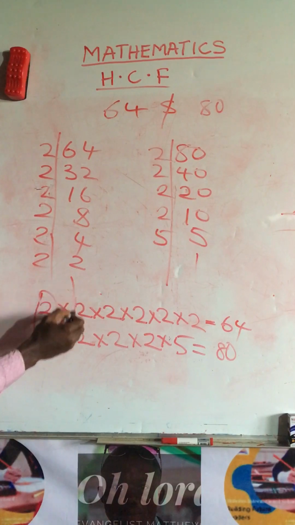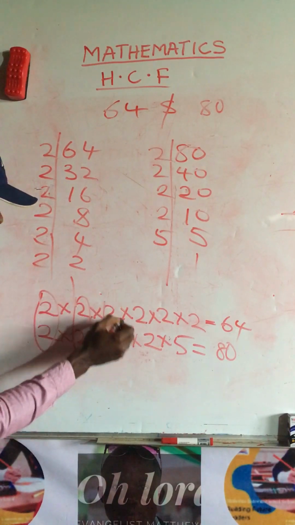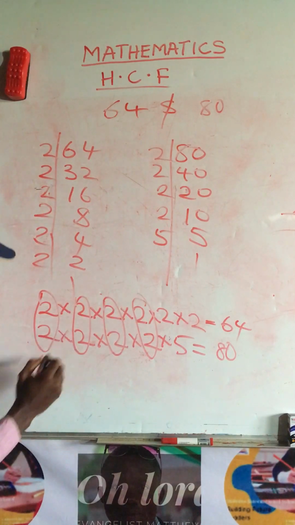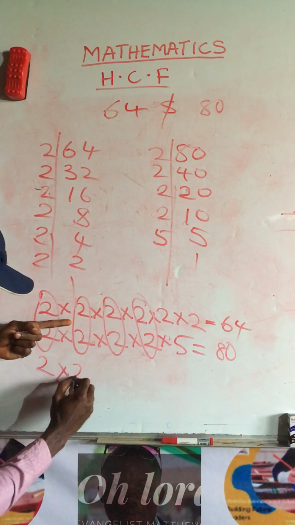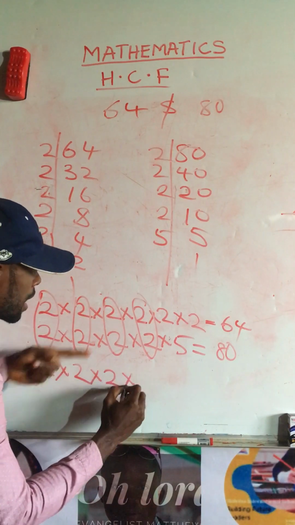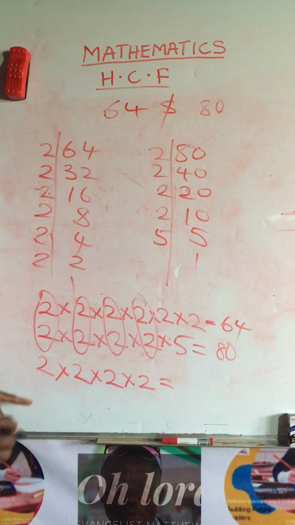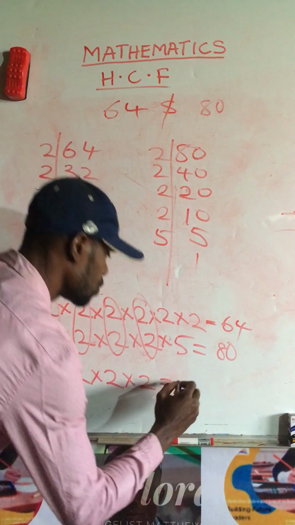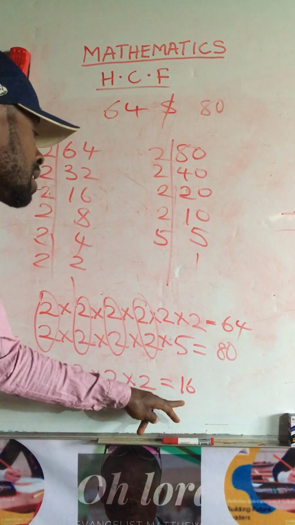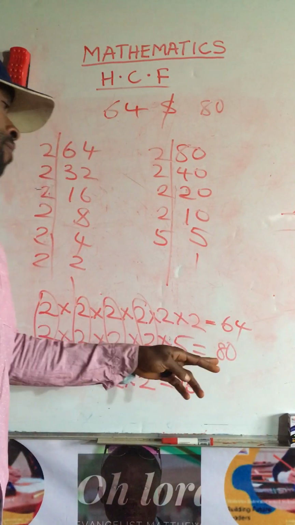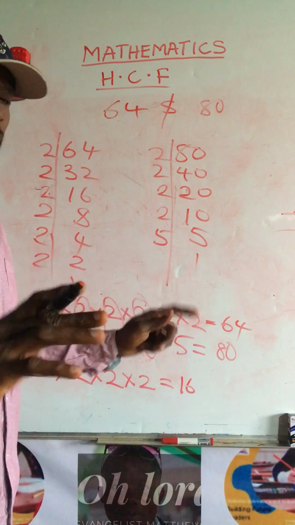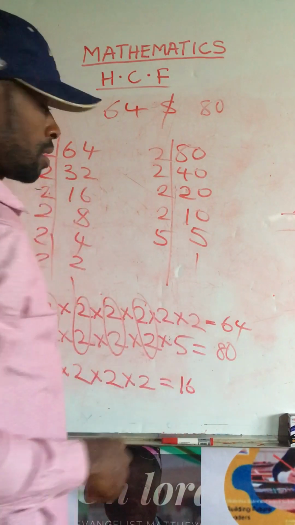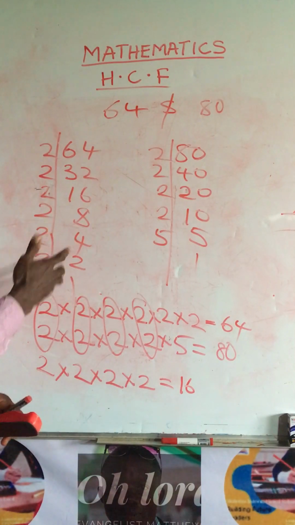So we have 2. Are you with me? We have another 2, and another 2, and another 2. So we have 2 times 2 times 2 times 2: 2 times 2 will give you 4, 4 times 2 is 8, 8 times 2 will give you 16. So that means 16 is the highest common factor, and it divides 80 perfectly without a remainder. Do you understand up to that point?